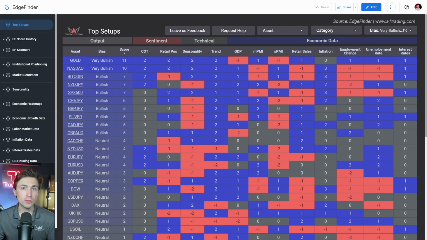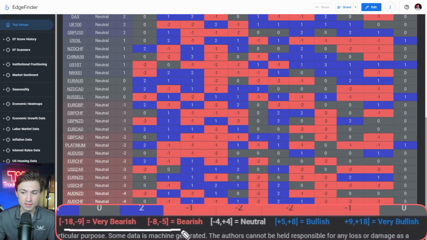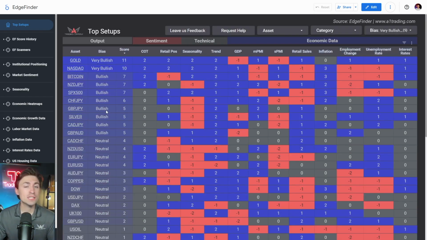Now the threshold, at least at the time of recording this, for our algorithm to consider something quote unquote bullish or very bullish or bearish or very bearish is 5 or greater. So if the score reaches 5 or greater, that is considered bullish. If something gets -5 or lower, it gets a bias of bearish. We've listed these down at the bottom of the page if you're an existing EdgeFinder user to keep up with this scoring.